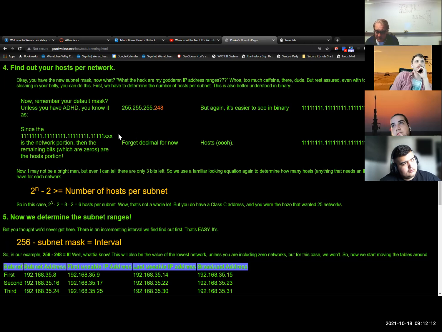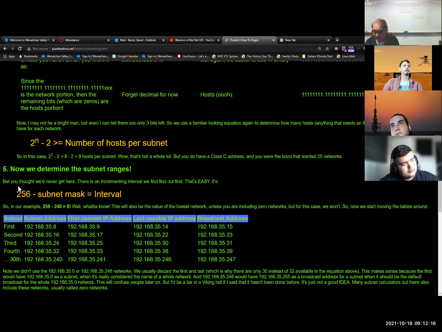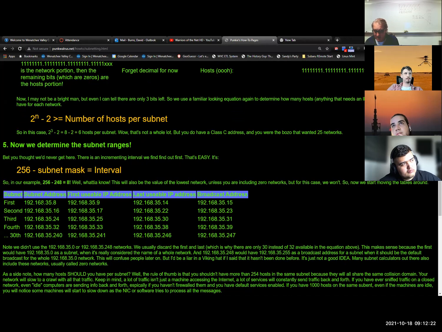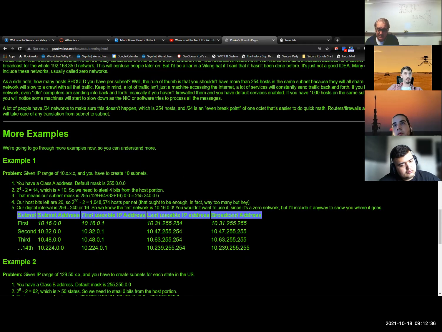So he walks through this example and shows you the intervals. He says, we're going to be creating these subnets. He's showing you the initial address, right? Even though you're losing those top and the bottom subnets. And that has to do with the fact that one's a network address and one's a broadcast address. So his next example is a class A network address.